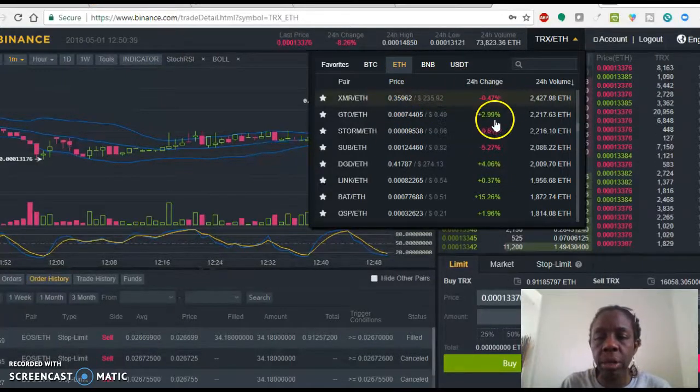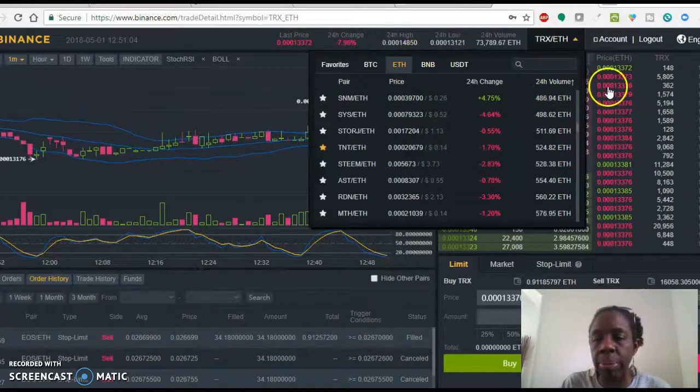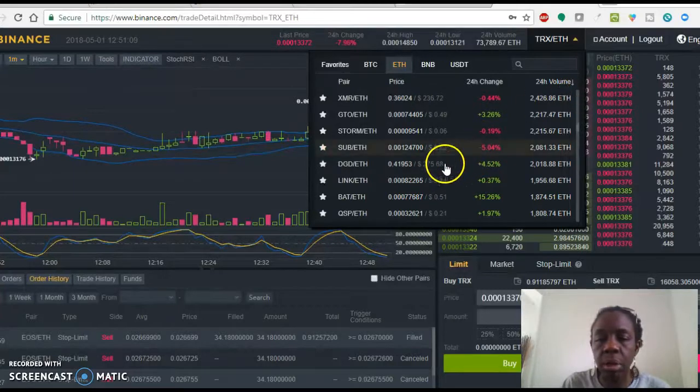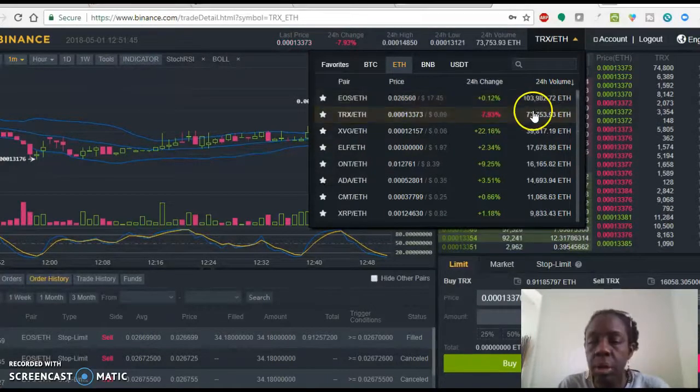Okay, so you look under here, it says 24-hour volume. You click on this and it's going to give you the volume in descending order. So this pair, SNM and Ethereum, has the smallest volume of all the Ethereum pairs. I want the largest volume, so I'm going to click on it again, and it brings up the coin pairs in order.